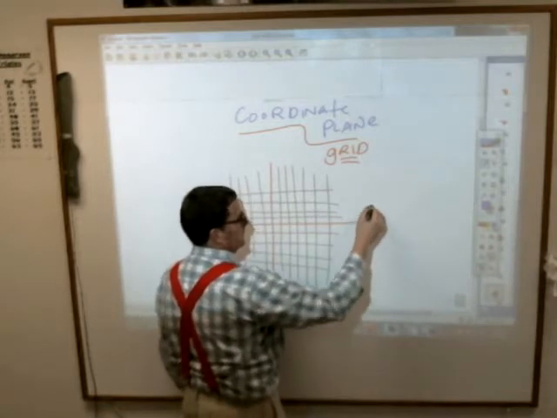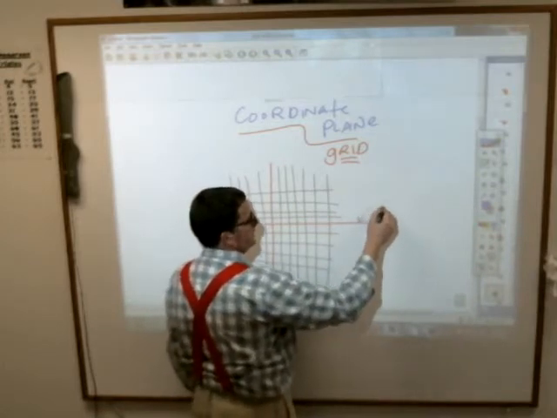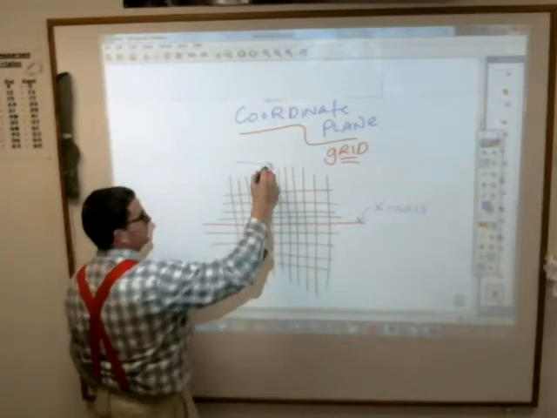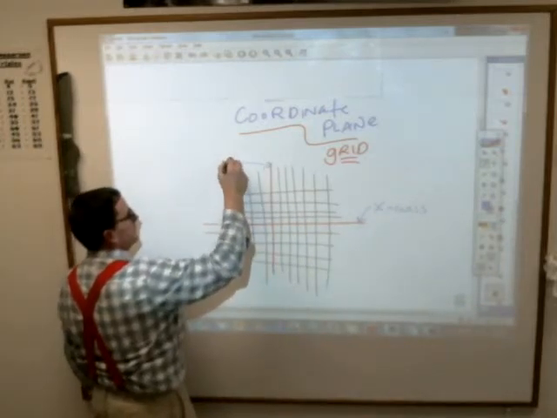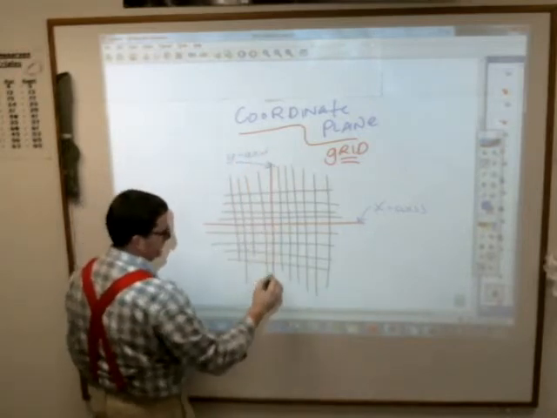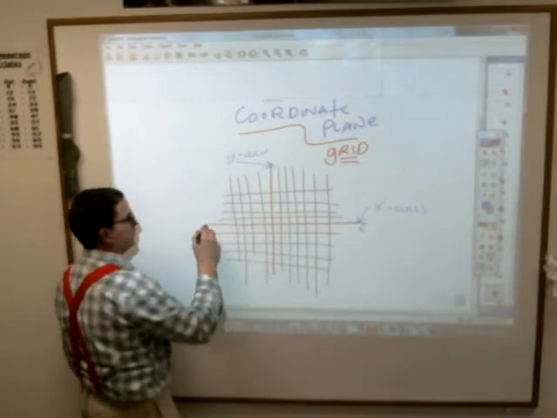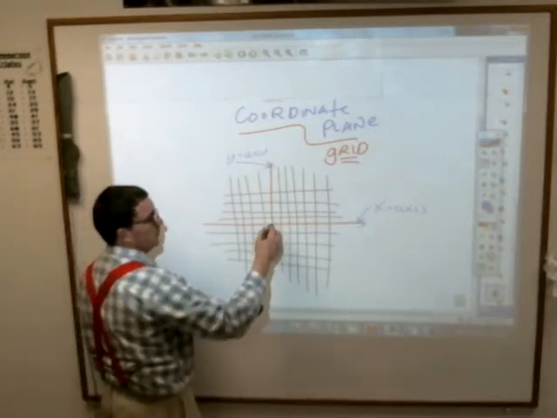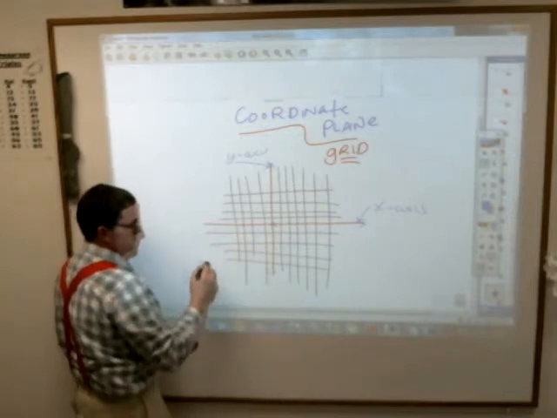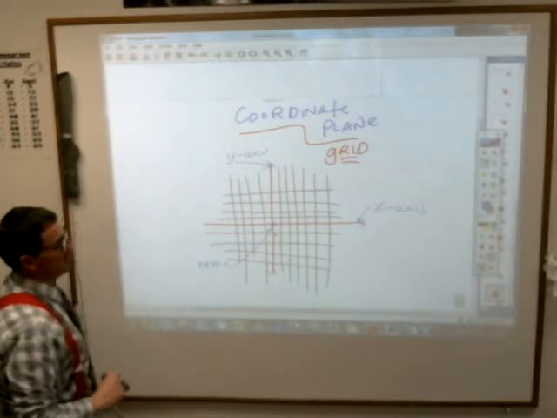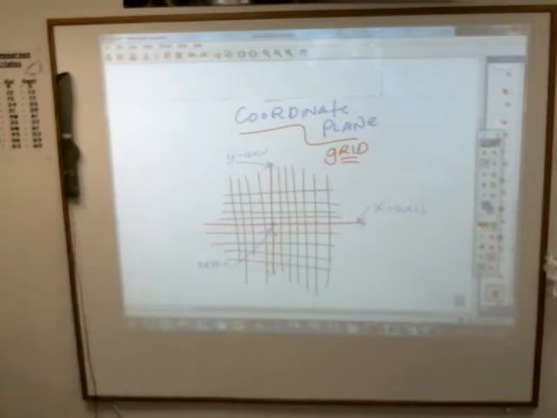The horizontal line is the x-axis. And the vertical line is the y-axis. Your paper probably already has an x and a y there, so you don't have to write those on there. The place where the x and y axis meet is called the origin. Make sure I get all these things in here.